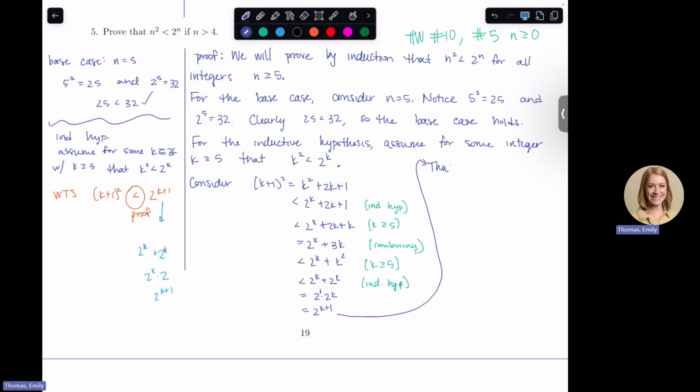Thus, k plus 1 squared is less than 2 to the k plus 1. So we have shown n squared is less than 2 to the n for all integers n greater than or equal to 5.